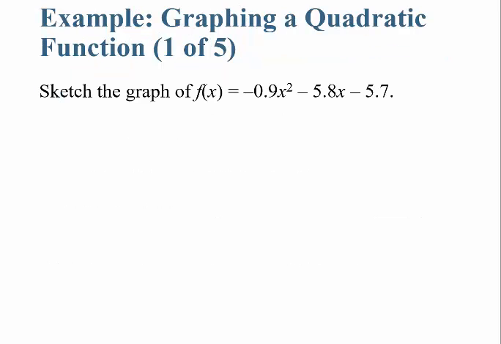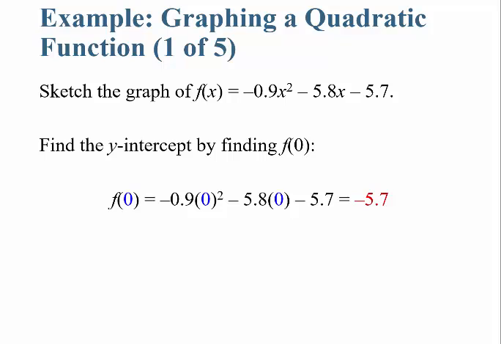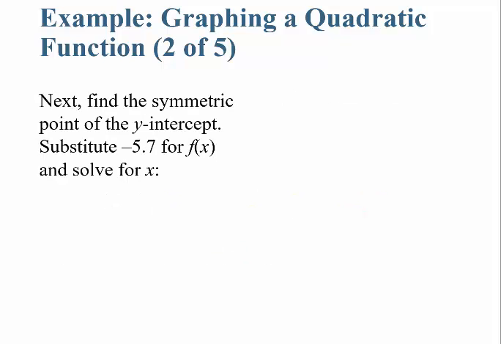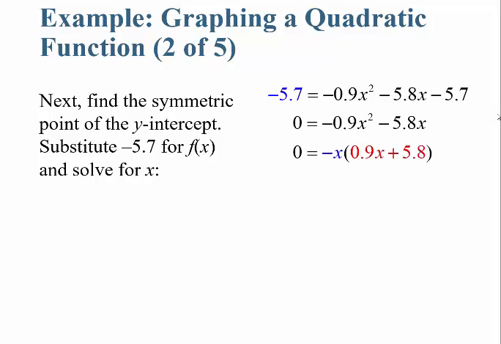Let's do a harder example where the numbers aren't so nice. Let's sketch the graph of f(x) equals negative 0.9x squared minus 5.8x minus 5.7. Again, find the y-intercept. The easy thing here is that the y-intercept is always just the constant at the end. So the y-intercept here is (0, negative 5.7). Now you need to find the symmetric point to this. So set this equal to f(x) and solve for x. You notice you get this. You factor, taking out an x. So either negative x is equal to 0, or this other factor is equal to 0.